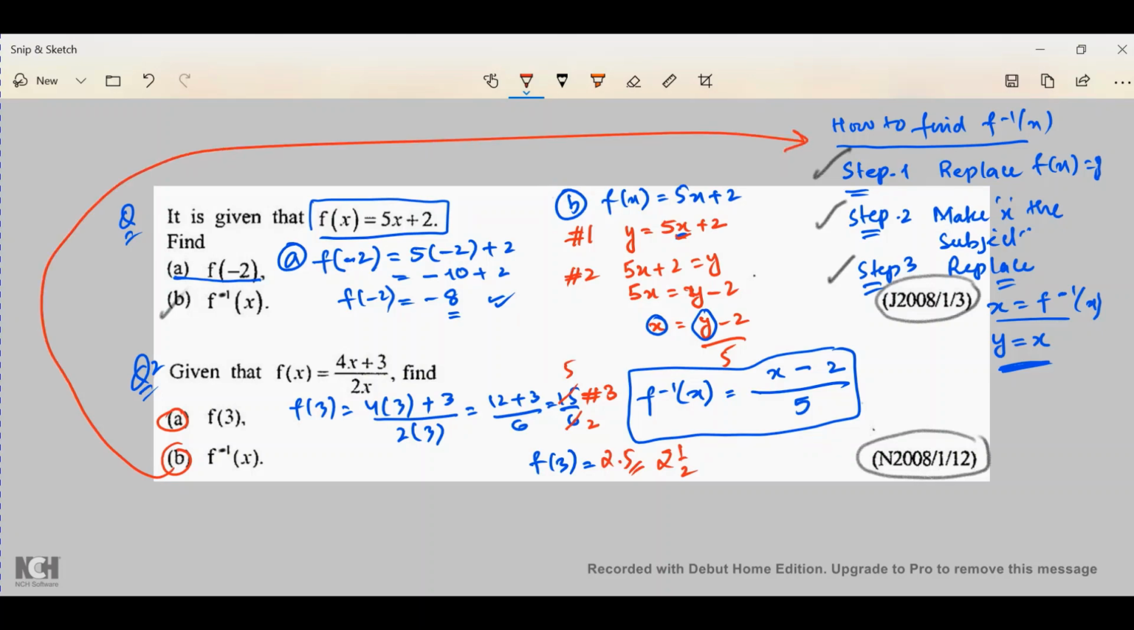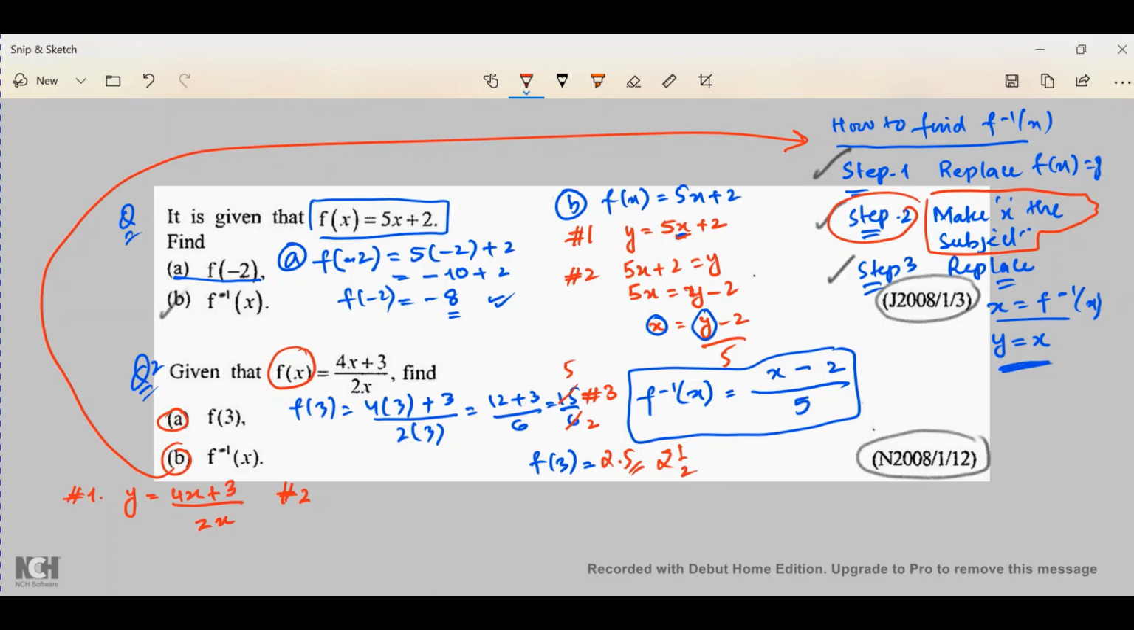For this part B, again we are moving through the steps. Step number 1 is what I'm solving here: f of x equals y, so y equals 4x plus 3 divided by 2x. Okay, step number 2, be careful. This is a little bit difficult. Step number 2 is make x the subject.